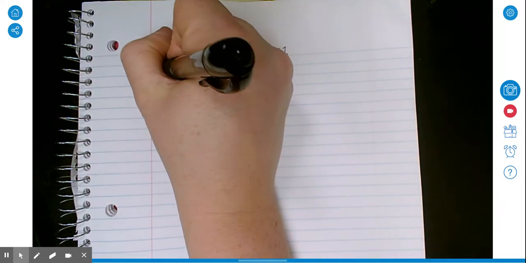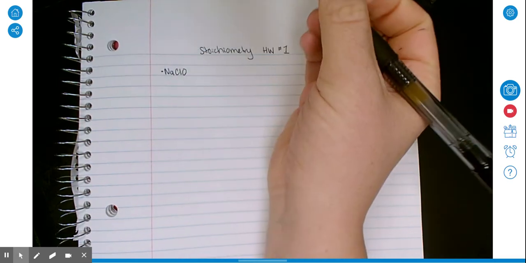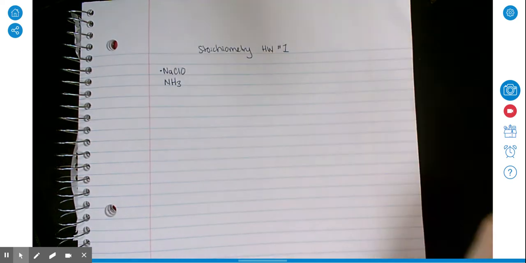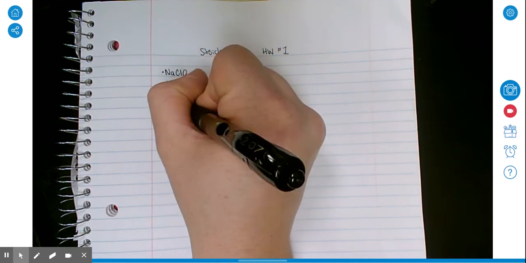Homework sheet number 1 begins with: many household chemicals form dangerous toxins if mixed together and allowed to react. For example, bleach, which is NaClO, and ammonia, which is NH3, can form chlorine gas in the following chemical reaction.